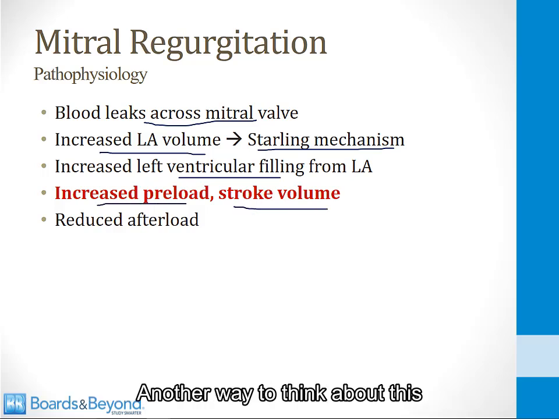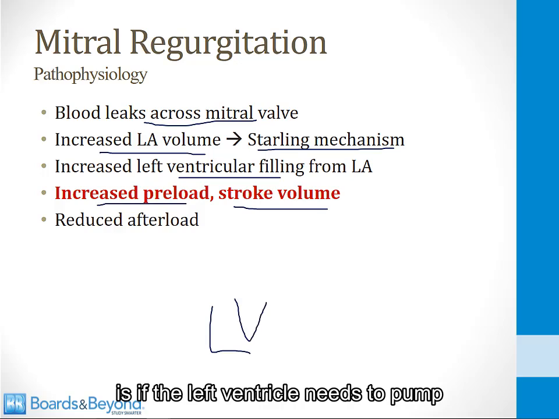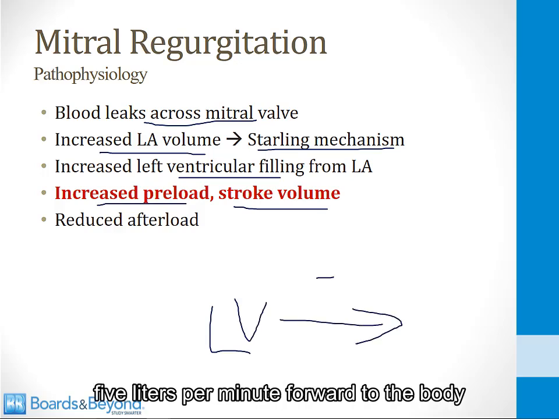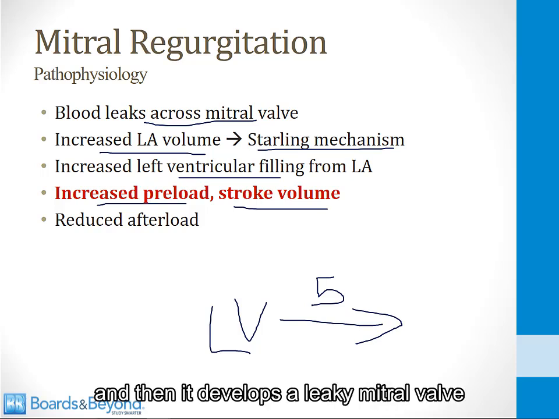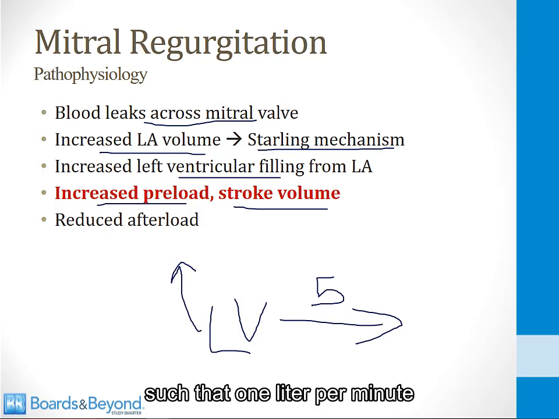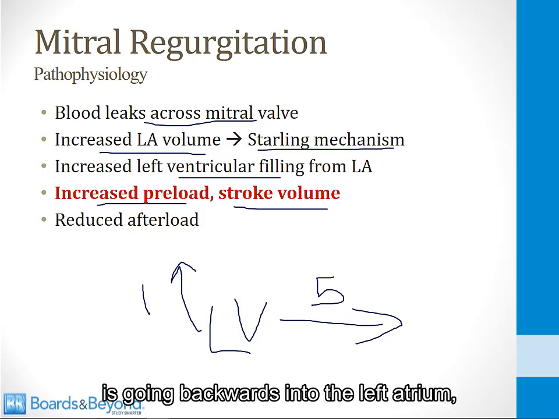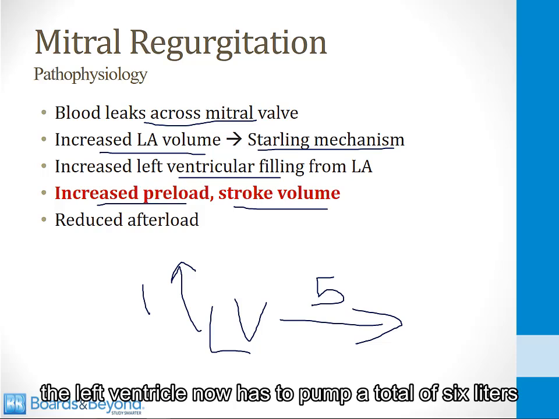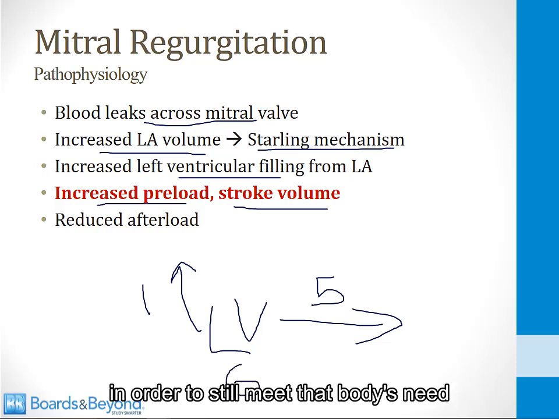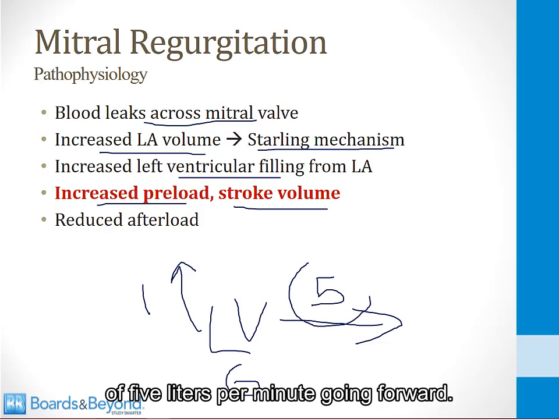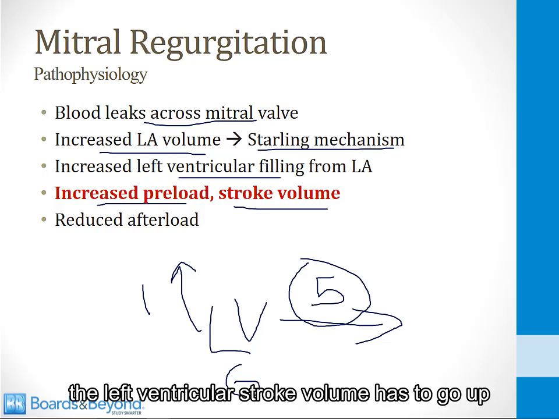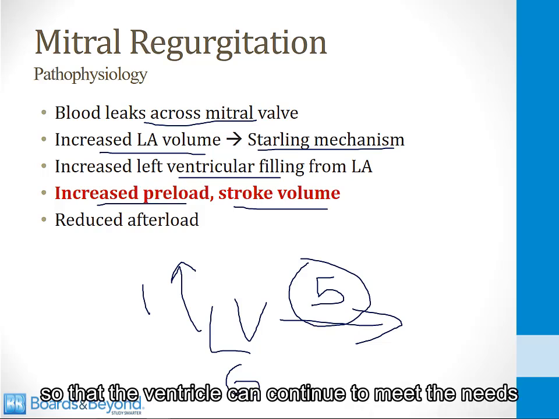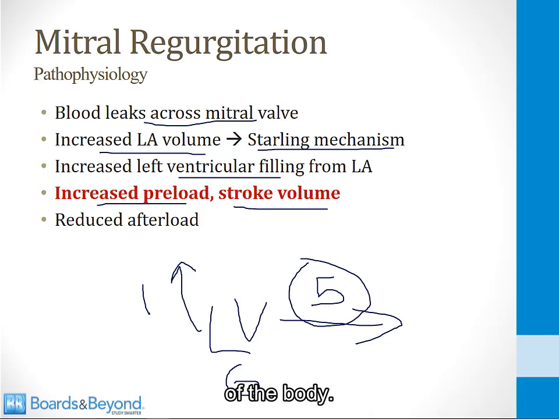stroke volume. Another way to think about this is if the left ventricle needs to pump 5 liters per minute forward to the body to meet the body's oxygen requirements, and then it develops a leaky mitral valve such that 1 liter per minute is going backwards into the left atrium, the left ventricle now has to pump a total of 6 liters in order to still meet that body's need of 5 liters per minute going forward. So anytime there's mitral regurgitation, the left ventricular stroke volume has to go up so that the ventricle can continue to meet the needs of the body.